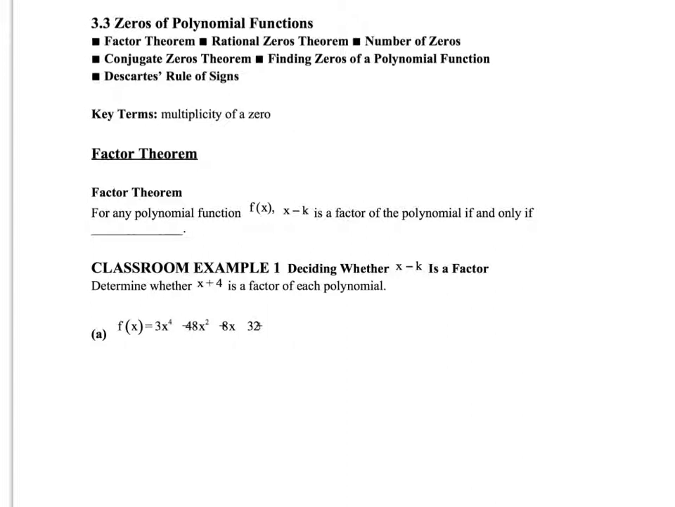And it says for any polynomial function f of x, x minus k is a factor of the polynomial if and only if f of k equals 0. In other words, if we try to divide the k value into the polynomial using synthetic division and we get a 0 in the remainder spot, then we know that that is actually a factor. So let's take this first example.